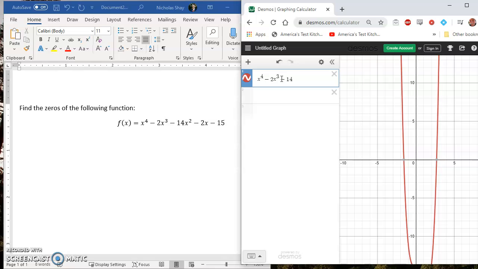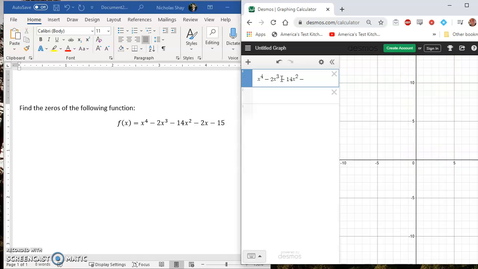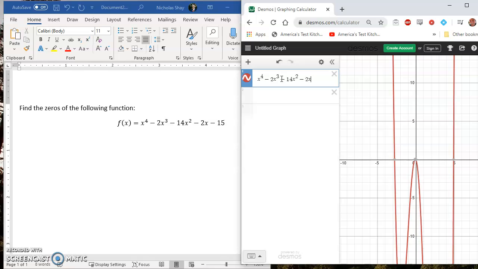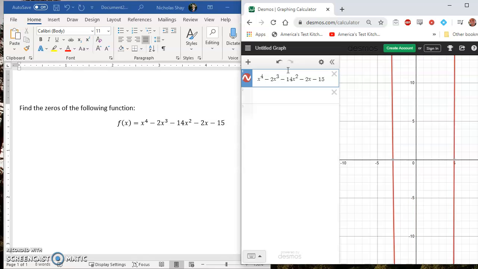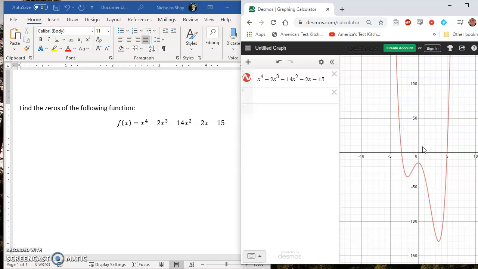Minus 14x squared minus 2x, and then minus 15. And then from here, yes, we can see that this has kind of that W-shaped graph. If I mess with this, you can zoom out. But when I click right here, this is going to provide me my two x-intercepts, my first two zeros, so that I can continue on with this problem.